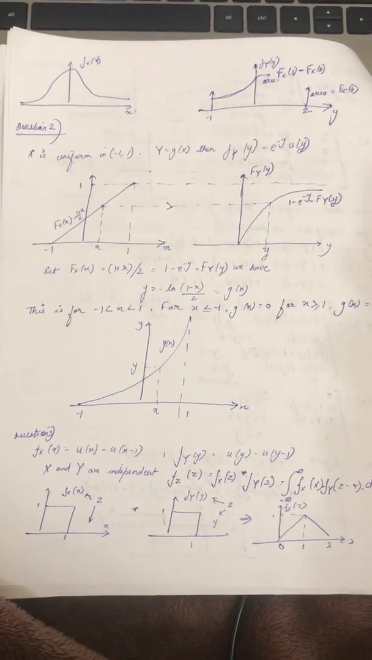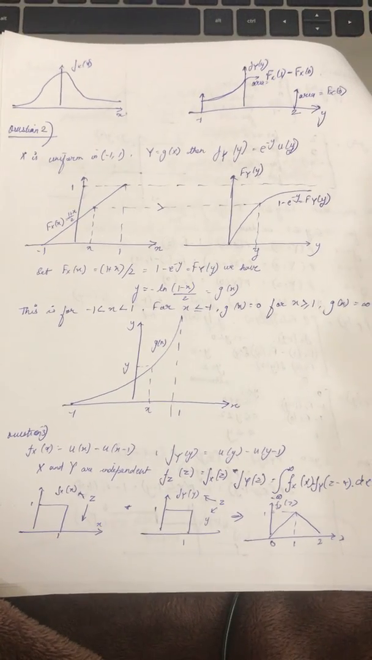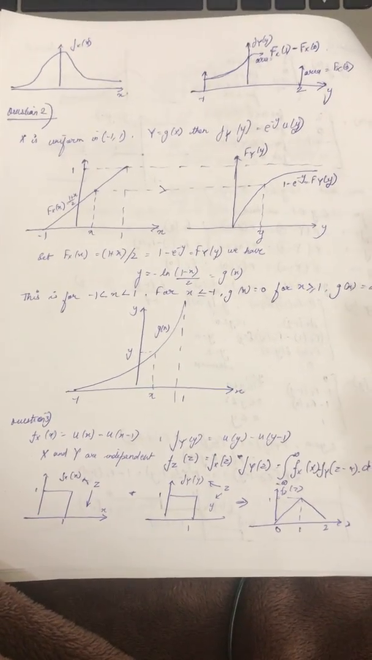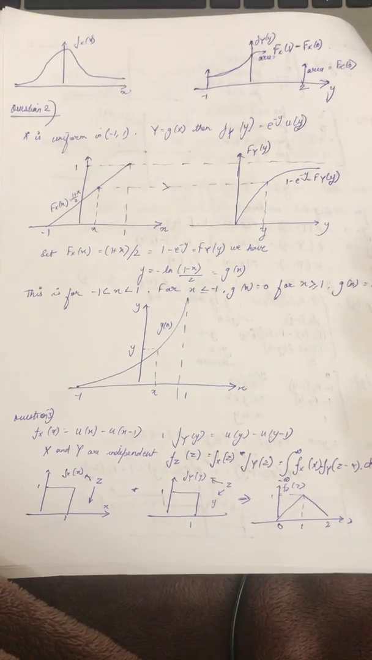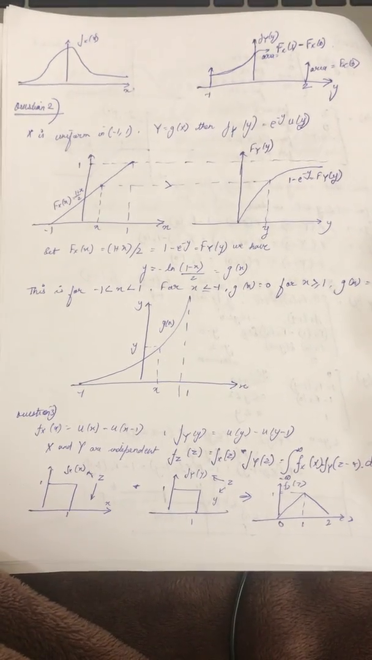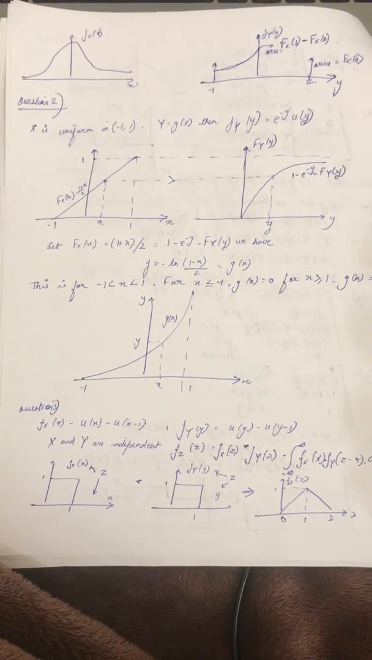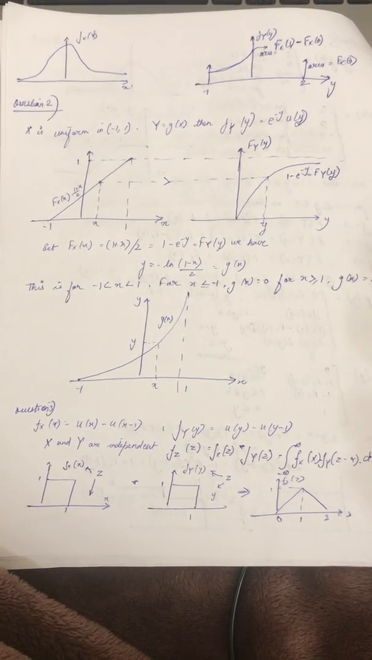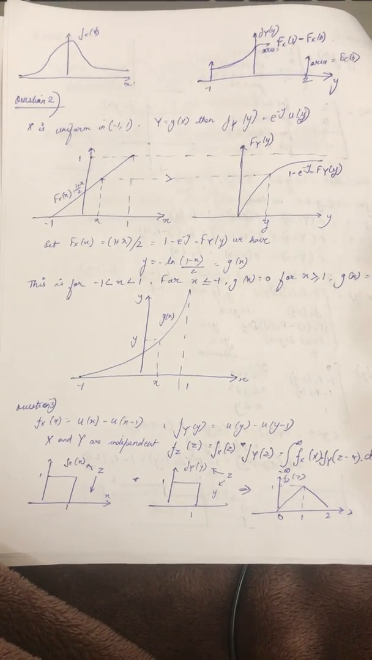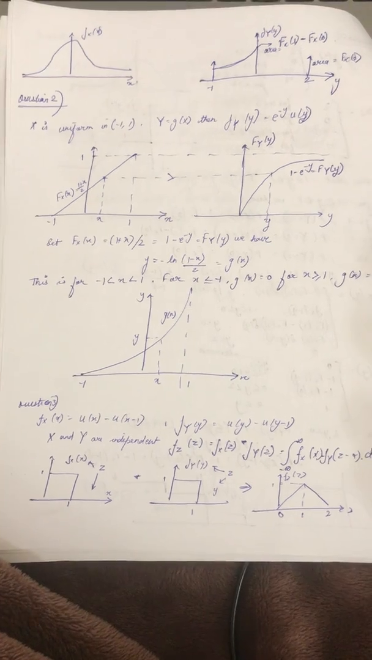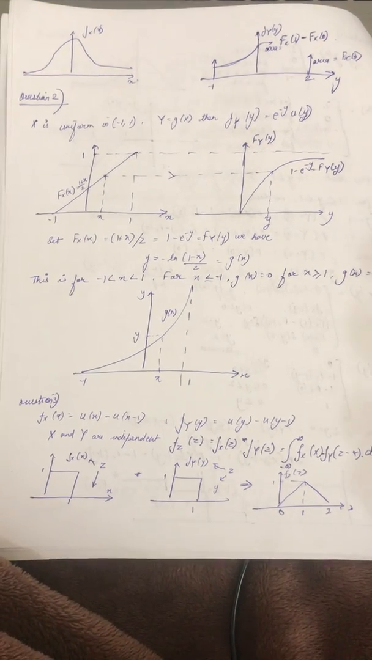I'm here with another video of ECE 6303 homework 4 problem number 2. So the question number 2 goes like this. The random variable X is uniform in the interval -1 to 1. Find g of x such that if capital Y is equal to g of X, then small f_Y of y is equal to e to the power minus y u of y.